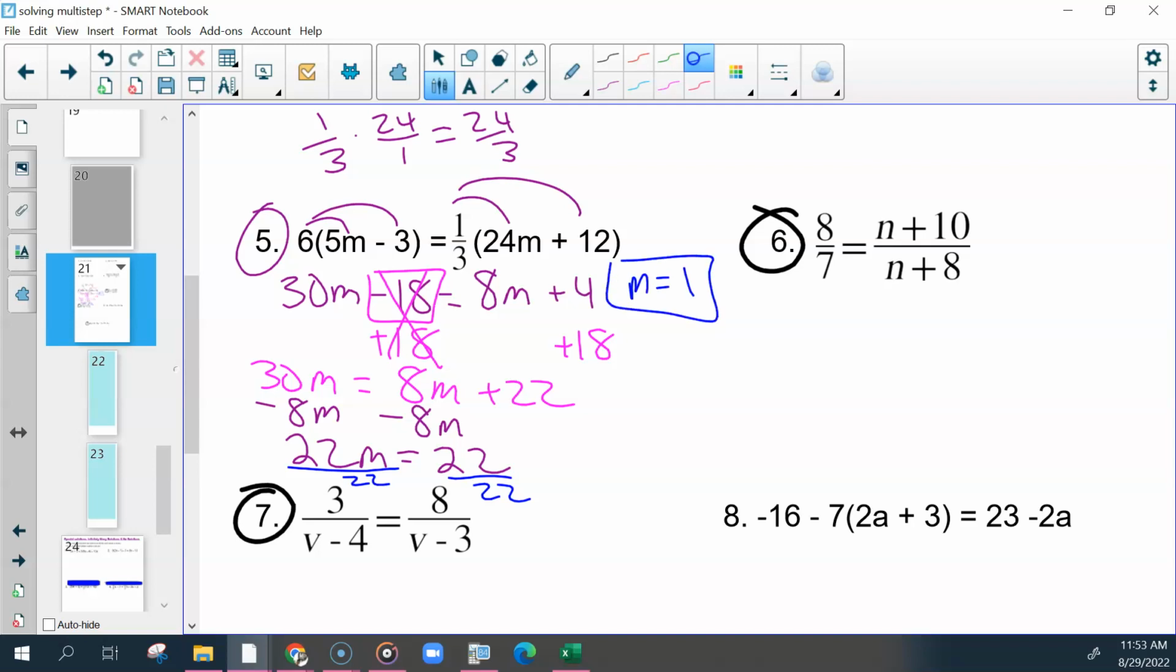If I were to put that back in, since it's a low number, I could do this in my head. 5 times 1 is 5. 5 minus 3 is 2. 6 times 2 is 12. And then 24 times 1 is 24. 24 plus 12 is 36. And 36 divided by 3 is 12. So those equal each other. That is a true statement. Do we have any questions on 5?